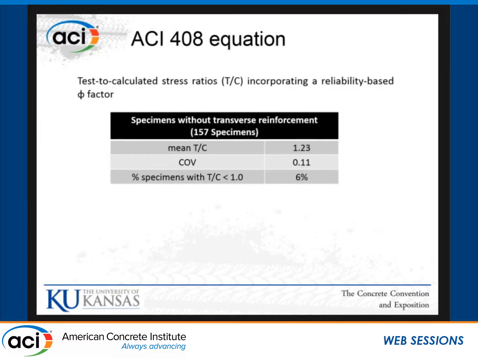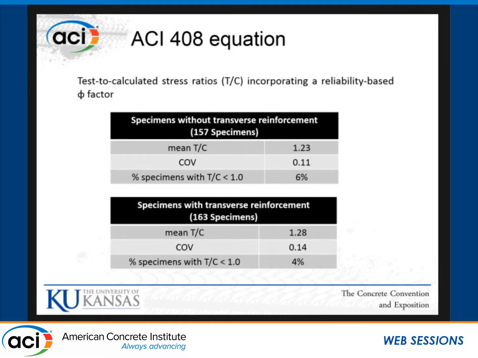Getting the test over calculated stress ratio for the 408 equation after incorporating a reliability-based factor, the phi factor, the mean goes up to 1.23, the coefficient of variation stays the same, and the percent of specimens with test over calculated less than 1 was 6% for specimens without confining reinforcement. For specimens with confining reinforcement, the mean of test over calculated was 1.28, the coefficient of variation stays the same, and the percent of specimens with test over calculated less than 1 was 4%.